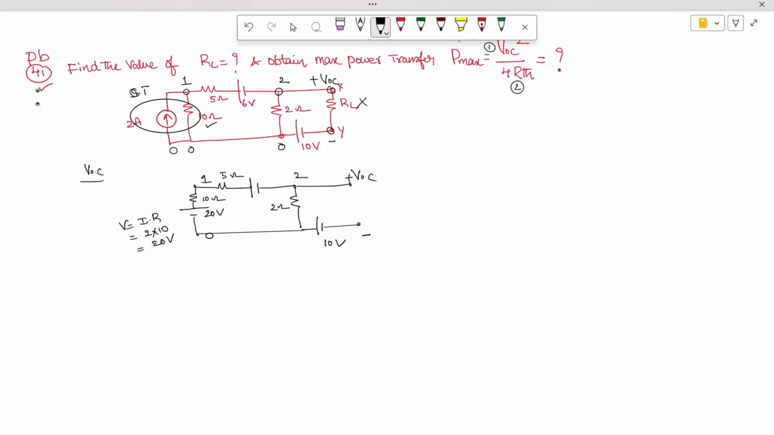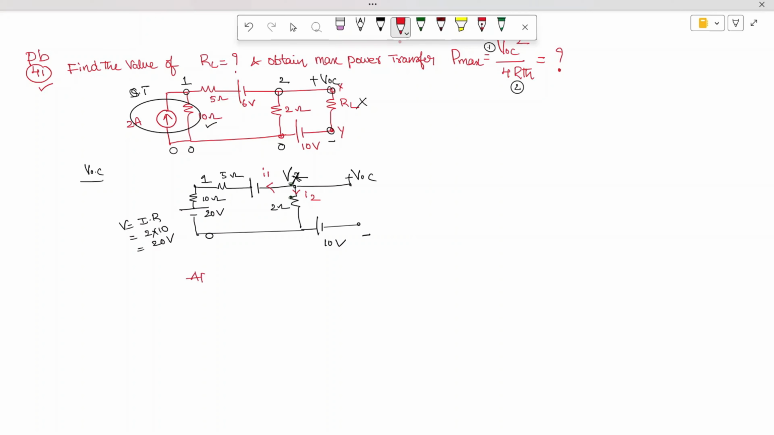Now let us assume this node as a new node, and we'll label this node as some Vx. Okay. So now let's try to find out Vx. How to find out Vx is very simple. So let's try to mark the current flowing from this point to this point as a current I1, and the current through this branch I am marking as I2. So therefore how many currents are there? Only two currents are there.